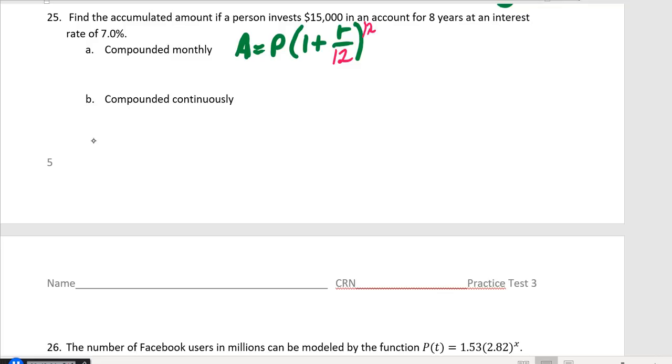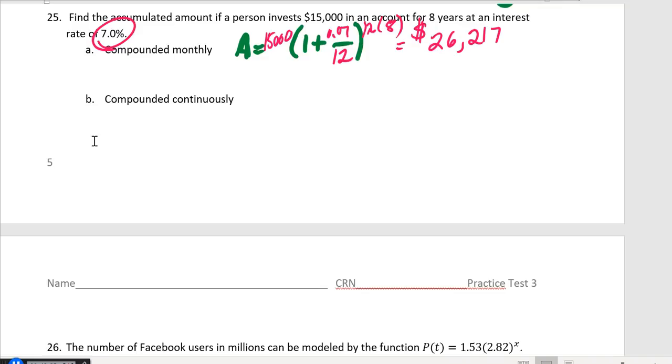T is the number of years. So in our case, it's going to be 8. R is the interest rate, which is 7. Now, remember, 7%, the word percent means divide by 100. So 7 divided by 100 on your calculator would be 0.07. Check it on your calculator if you need to. And then P is my principal. So I'm going to write 15,000 for my principal. So if I compound this monthly and I put this in my calculator, I'm going to get $26,217.